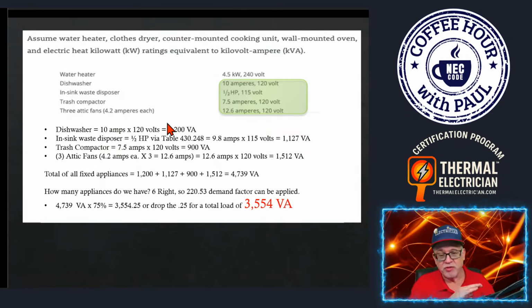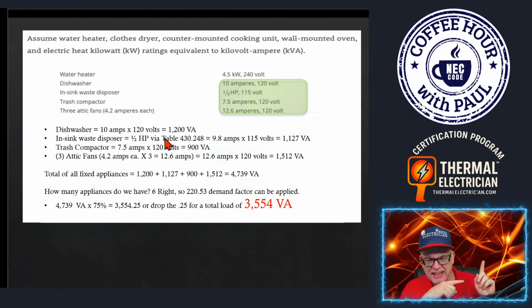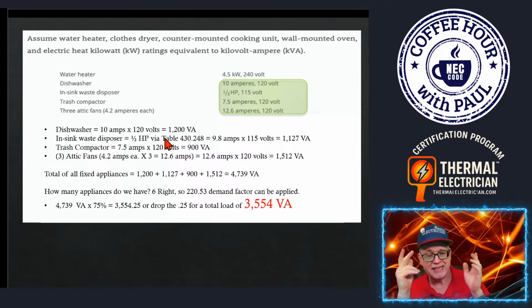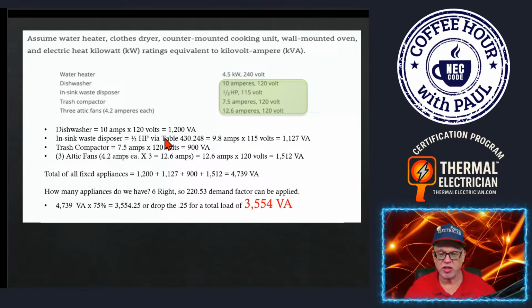So remember, how we do the standard method is just like we're doing here. The only difference between the appliance calculation here and when we're doing the hot conductors is that we would calculate in as an appliance the water heater as well. Okay, so that's the only key difference. Okay, just so you know.